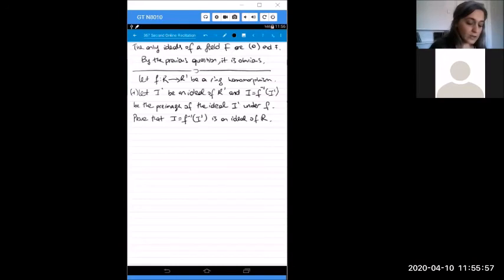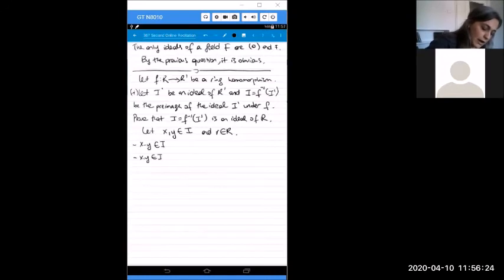Now let us take two elements. We know the conditions that should be satisfied to show that a subset is an ideal. So let us take two elements. Let x, y be in I and r from R. Now first show that x minus y is in I, then x times y is in I, then r times x, x times r lies in I. We are going to show these three. So let us start.